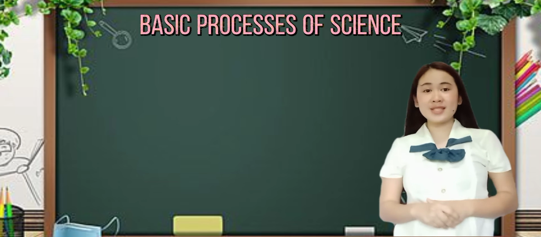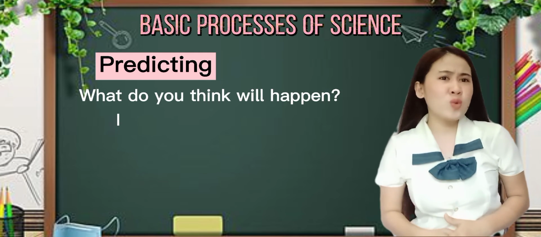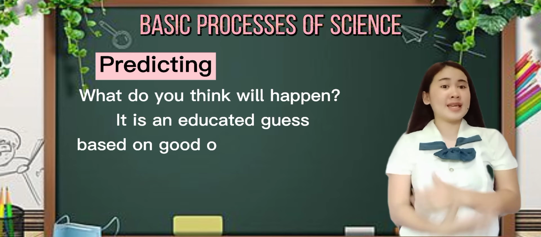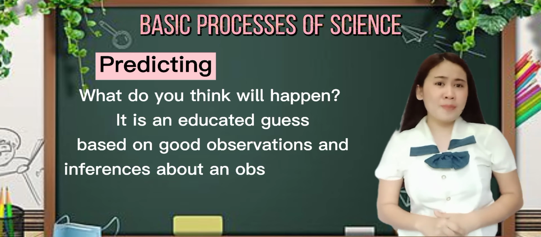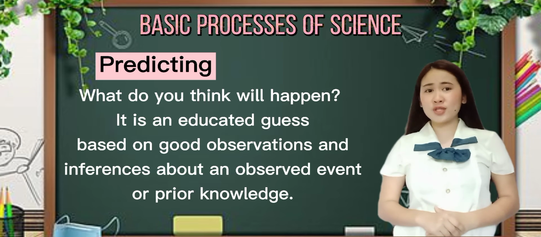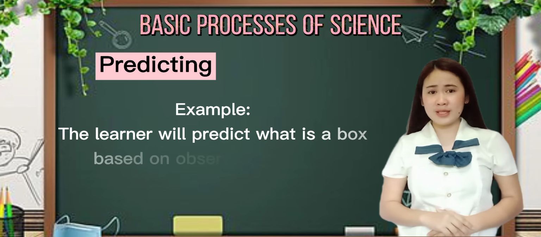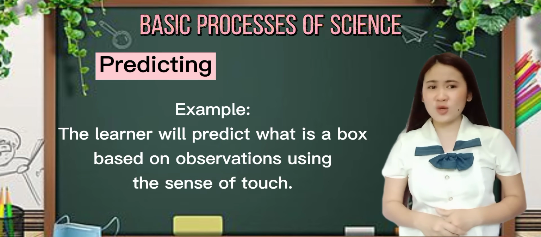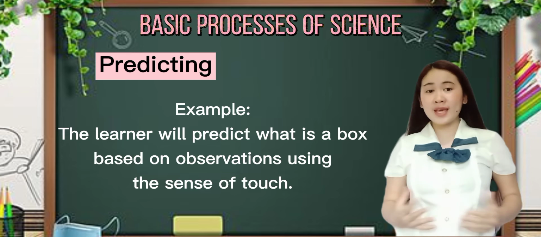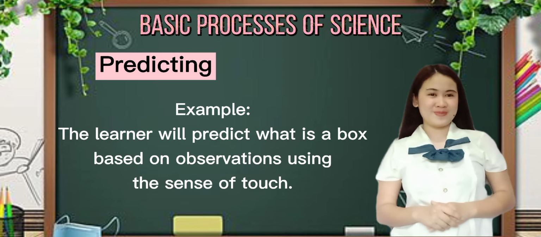Last but not the least, we have predicting. Like we can ask, what do you think will happen? It is an educated guess based on good observations and inferences about an observed event or prior knowledge. For example, the learner will predict what is a bat based on observations using the sense of touch.